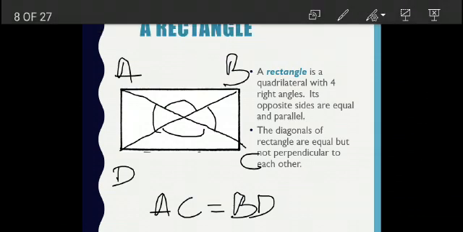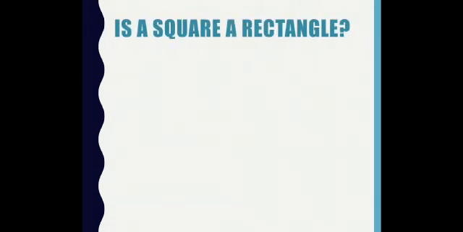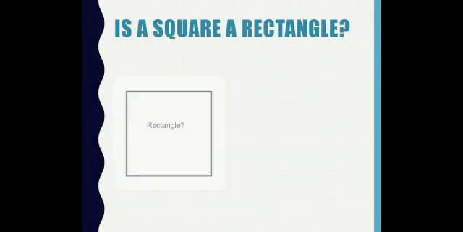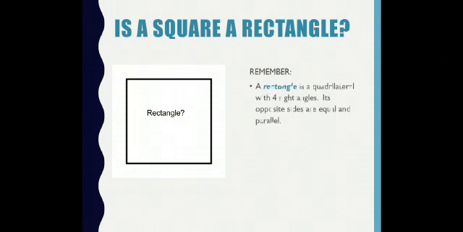Now, let us have some points of thinking: is a square a rectangle, and is a rectangle a square? Let us think upon these two questions and answer them. Now, we should remember that a rectangle is a quadrilateral with four right angles and its opposite sides are equal and parallel. Now, for a square to become a rectangle, its opposite sides must be equal.